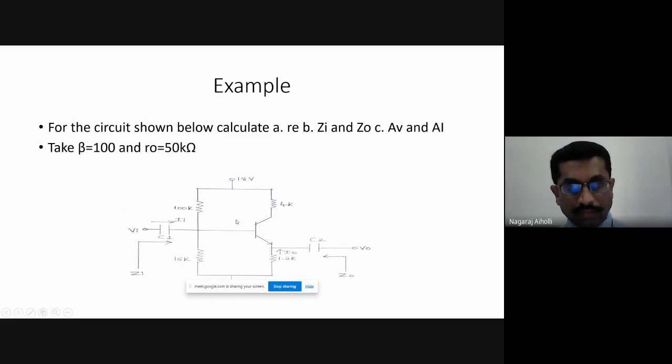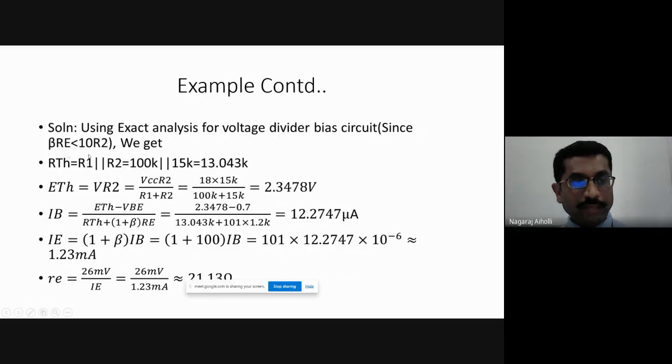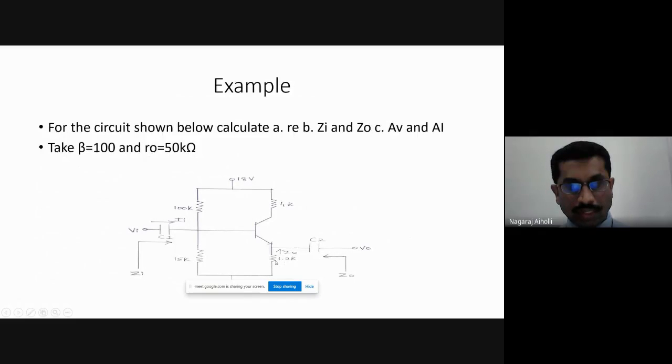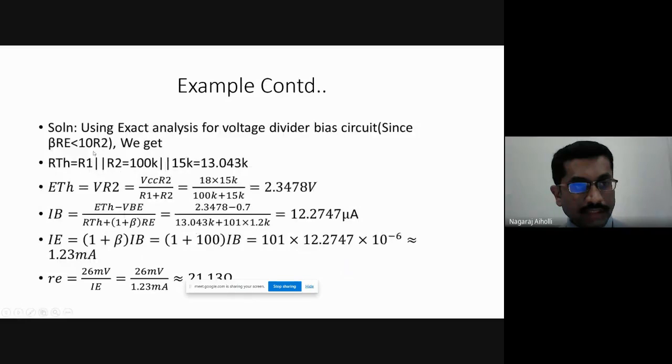Here we are applying the exact method as we have discussed for the voltage divider bias. In the approximate method, what we are considering is that beta RE should be greater than 10 times R2. Now see, beta is given as 100, into R2, that is 15K. Beta RE is less than 10 times R2?